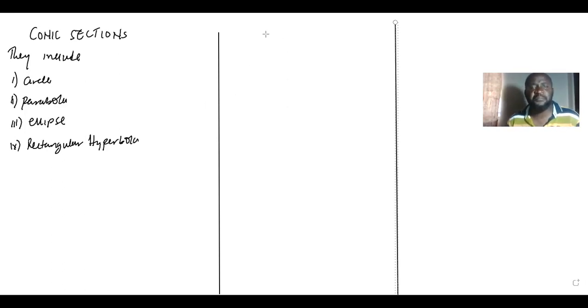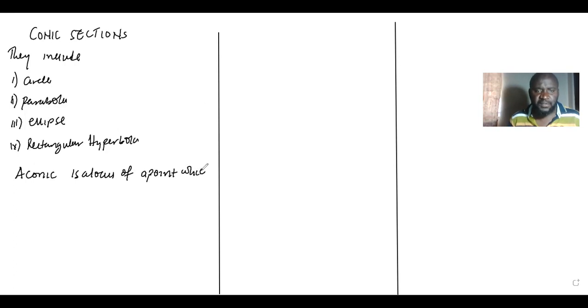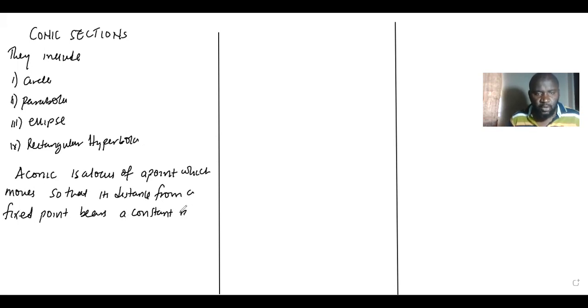So a conic, by definition, if I can start with the parabola, I can say a conic is a locus of a point which moves so that its distance from a fixed point bears a constant ratio to its distance from a fixed line.